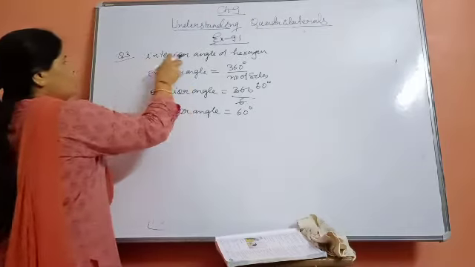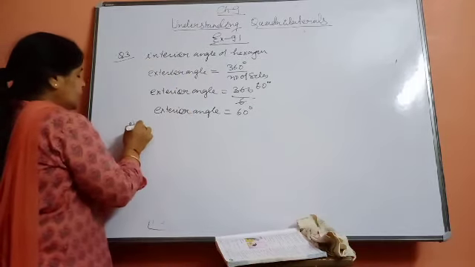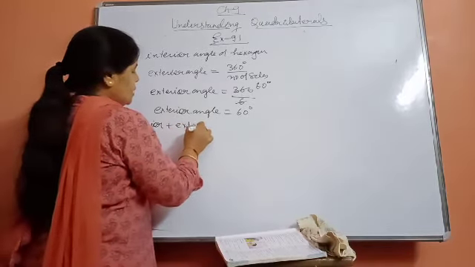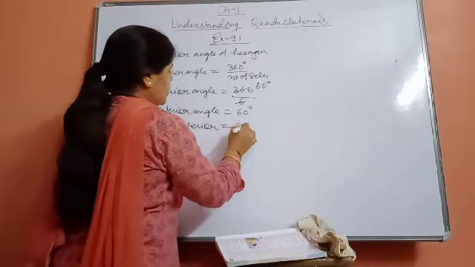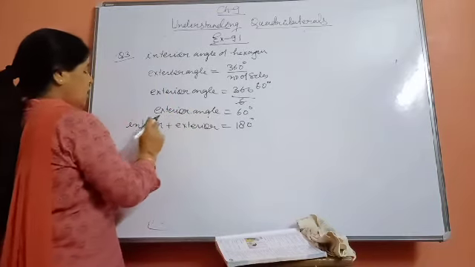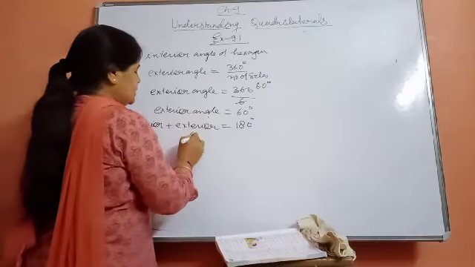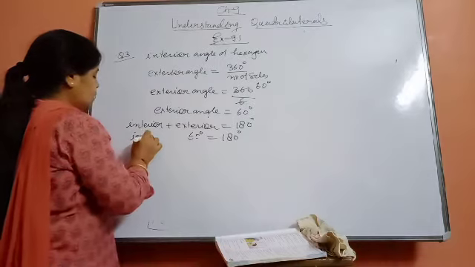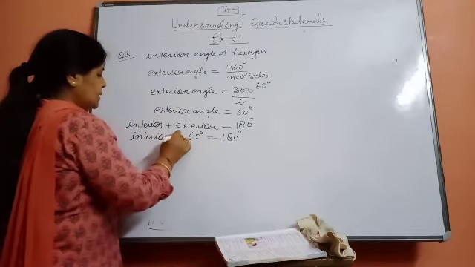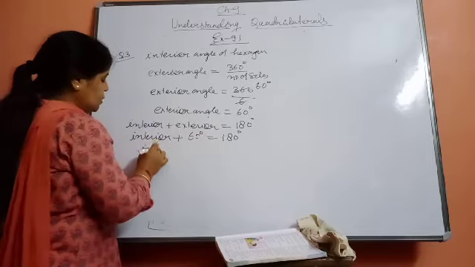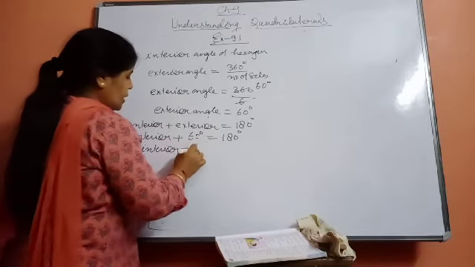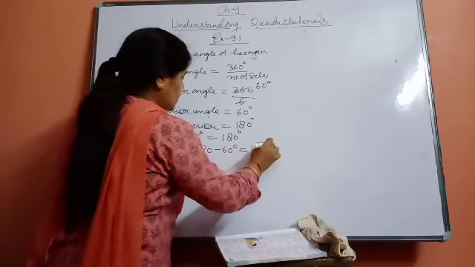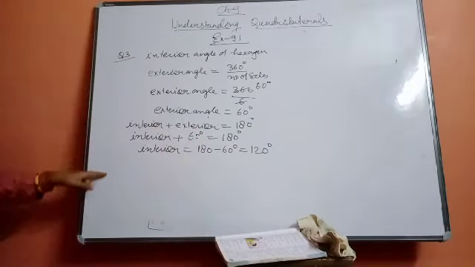But which angle do you have to find? The interior angle. One more thing I taught you: interior plus exterior will always be equal to 180 degrees. The exterior angle you just calculated, 60 degrees, plus the interior angle is equal to 180 degrees. So interior angle plus 60 degrees is equal to 180. So interior is equal to 180 minus 60 degrees, and that will be equal to 120 degrees. So in this way you will do this question.